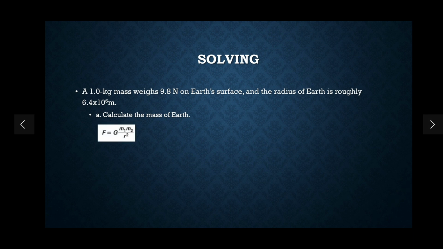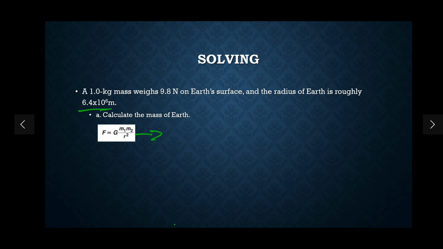Let's solve this question as well. A 1 kilogram mass weighs 9.8 newtons on Earth's surface. The radius of Earth is roughly 6.4 times 10 power of 6 meters. Let's calculate the mass of Earth. So we have this equation. Let's manipulate it to try and find the mass of Earth. Since we have one mass only, we could use F equals G m over r squared, or we could manipulate it.